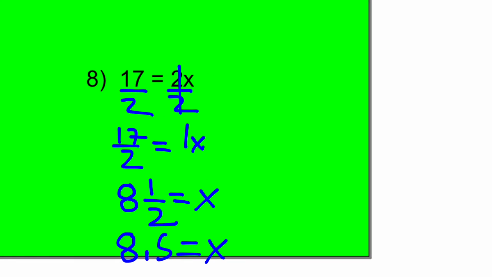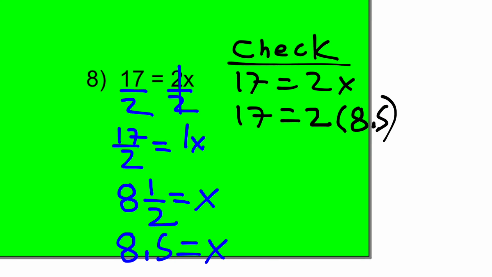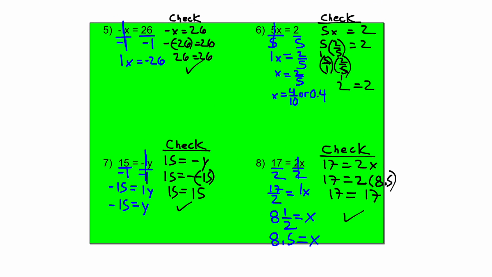And then for my check, we'll check to see if this works. 17 equals 2 multiplied by some number. 17 equals 2 times, let's say, let's use the decimal version, 8.5. Well, I know 2 times 8 is 16, and 2 times a half is 1, so for sure that equals 17. So both sides of the equation are true, and we're good.